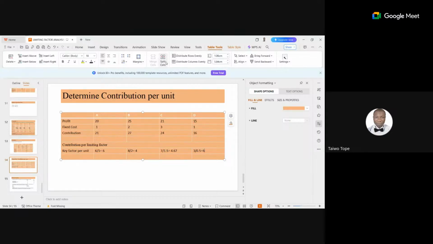So the contribution per limiting factor will now be 21 divided by 6 for this one, 27 divided by 4 for this, 24 divided by 4.67 for this, and 16 divided by 6 for this. So when you divide 21 by 6, what do you have? 3.5. Okay, fine.